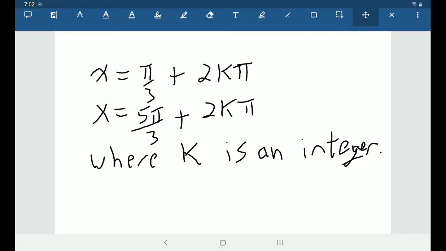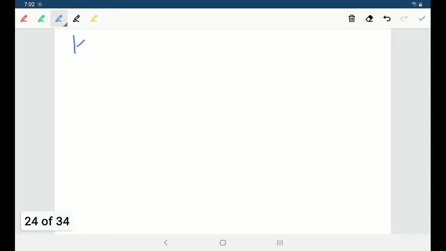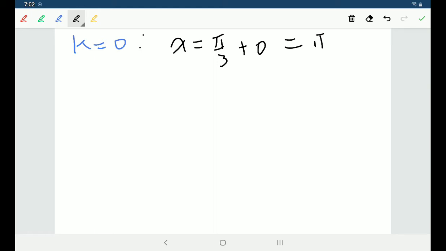So this is how I'll find my 6 specific solutions. I'll just choose 3 different values for k. For every value of k, I get 2 solutions. So let's do some specific solutions. If I were to have k being 0, then that would give me x is pi over 3 plus 0, or pi over 3.